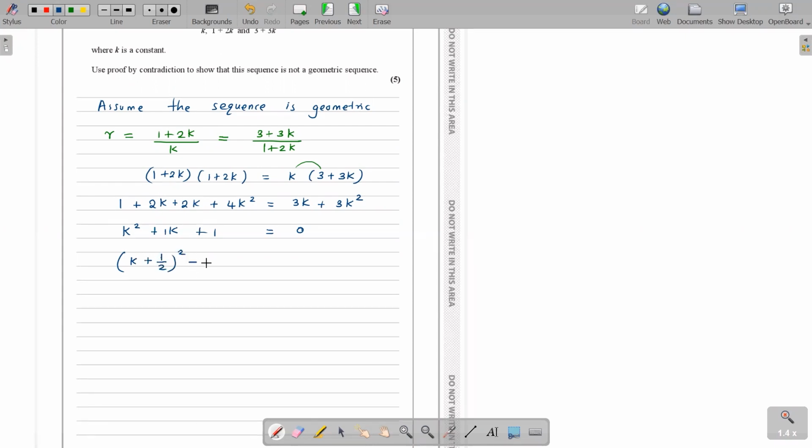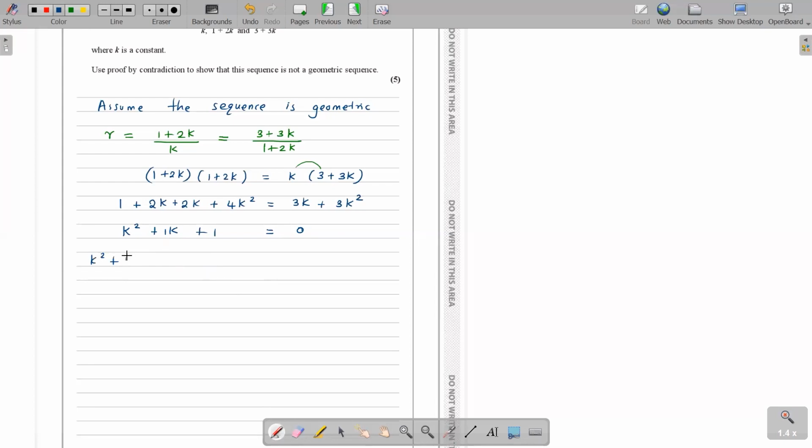Okay, so k plus completing square gives me this is 1k, so half square, minus the square of 1 over 2, which is 1 over 4, plus 1. I'm just considering the k square plus k plus 1. Let me write this properly. Now I want to show that there are no k values that will make this equation equal to 0. So that means basically there are no solutions.